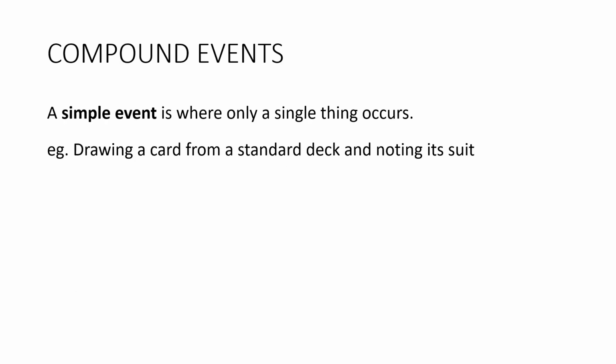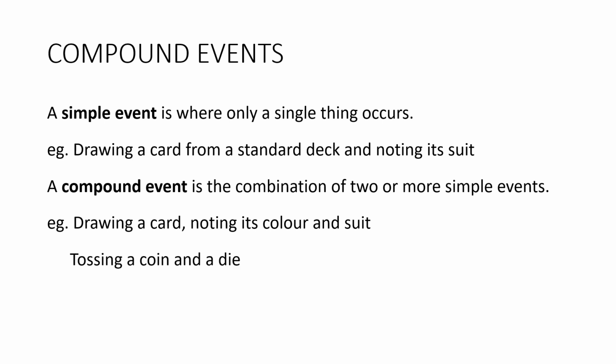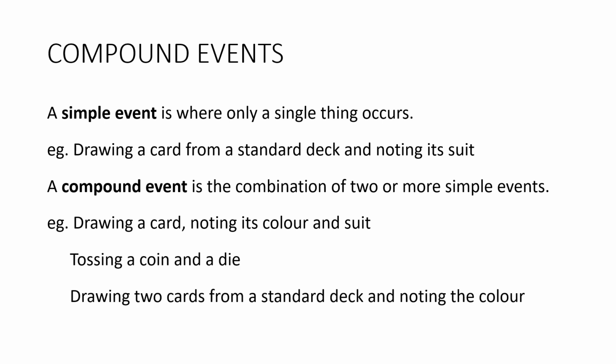Now, so far we've covered simple events, and that's where only one thing occurs, like drawing a card from a standard deck and noting its suit. A compound event is the combination of two or more simple events, so we could have drawing a card, noting its colour and its suit, tossing a coin and a die, or drawing two cards from a standard deck and noting the colour.